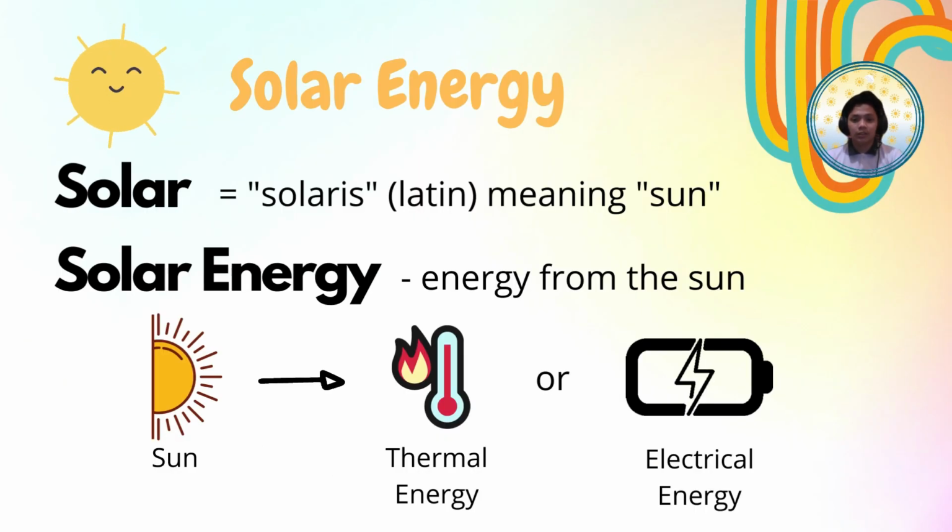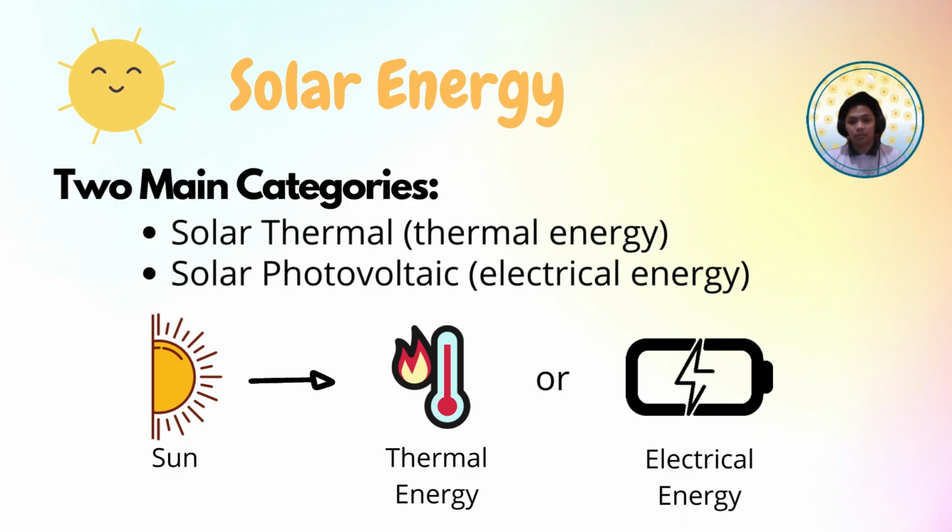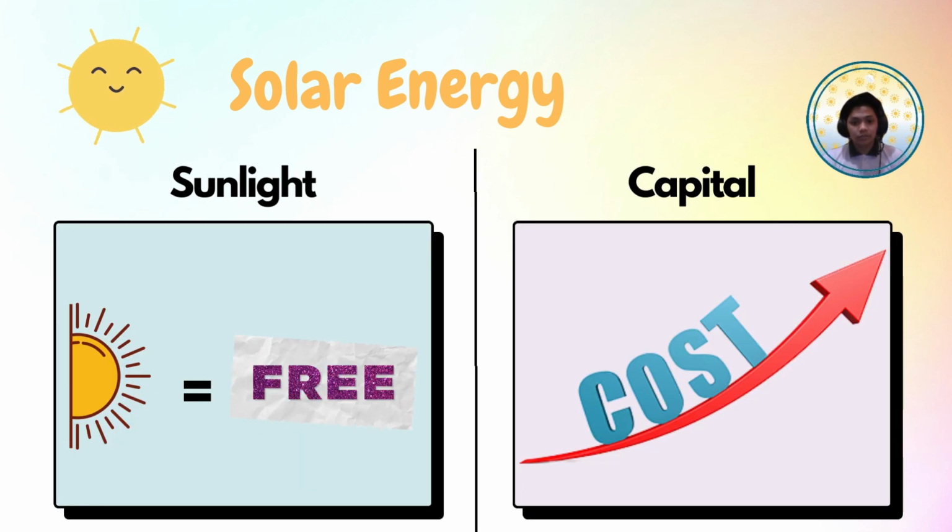The word solar originated from the Latin word solaris, meaning the sun. This means that solar energy is the energy from the sun that is converted into thermal energy or electrical energy. There are two main categories of solar energy, the solar thermal and the solar photovoltaic or the electrical energy as we know it.